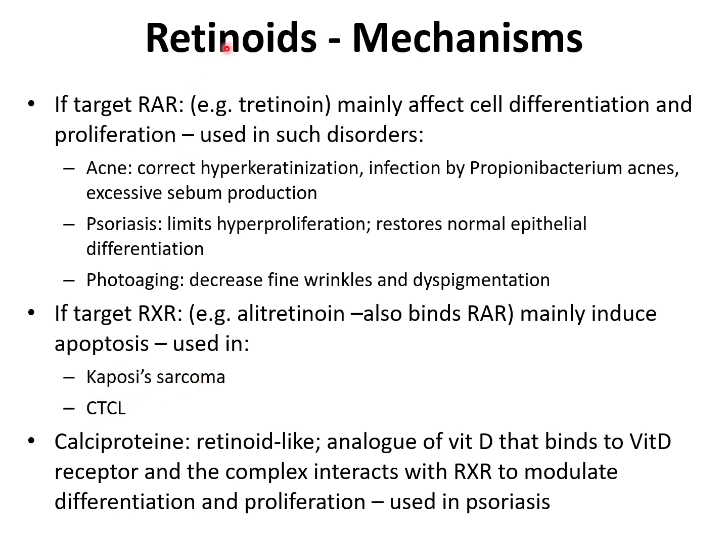Now there are some drugs that resemble the retinoids. They are not retinoids, but retinoid-like. Actually, this calcipotriene is an analog of vitamin D that, however, also complexes with the RXR receptor to form a dimer, and again acts in the same manner to affect differentiation and proliferation.